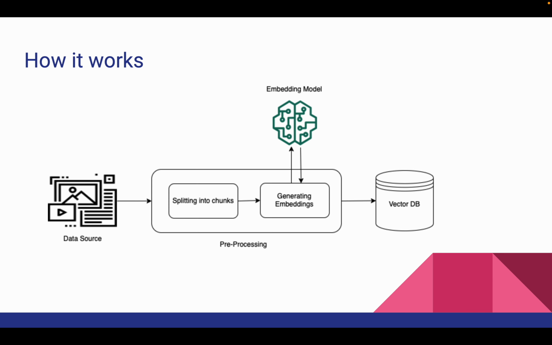Then, how it works. This is the same architecture as with any RAG. We will have a data source like an S3 bucket. Then we will split this document into chunks, and using an embedding model we will generate the embeddings and save them into a vector database. This is called the pre-processing phase.